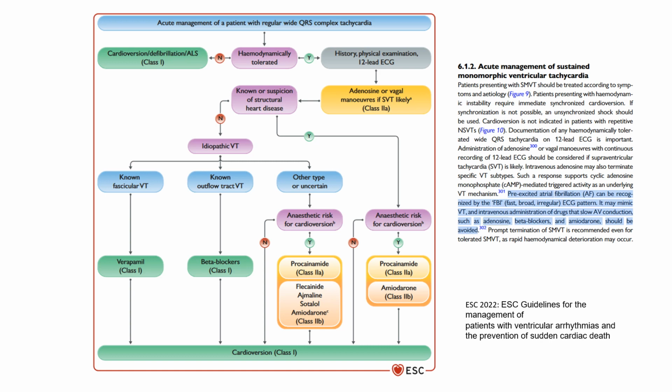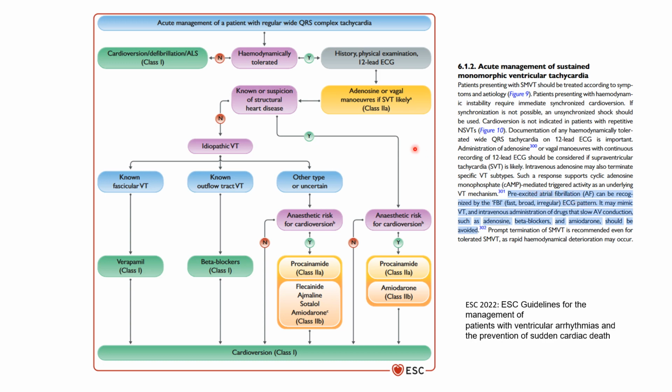And the ESC guidelines say the same thing from 2002, that if their hemodynamics are stable, then you do adenosine, and then they have a more sophisticated guideline on the VT. But in general, it's kind of the same. And here they have their reasoning, and they write like this: they should not give adenosine to the pre-excited patient with atrial fibrillation.